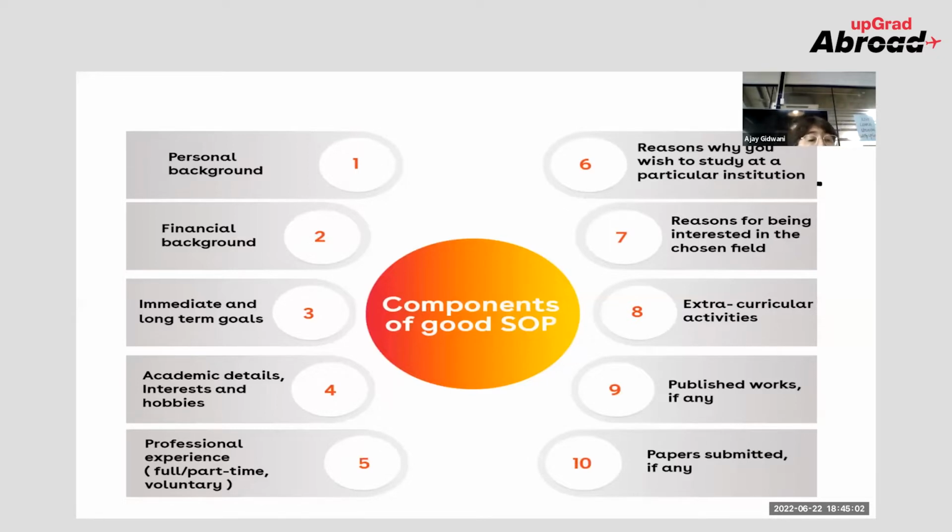Right? Then immediate and long-term goals. What is my immediate goal, which is of 1 or 2 years, and what is my long-term goal, maybe of 7 to 10 years? But in that case, I would never write that I would like to get a permanent residency of that country. No, I'm talking about what is my career goal, what is my aspiration, what do I want to do, right? This all comes under your immediate and long-term goals.